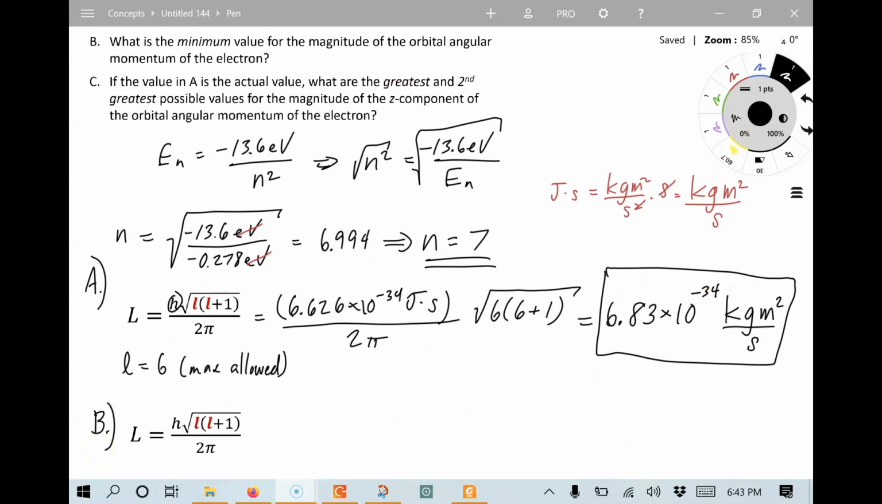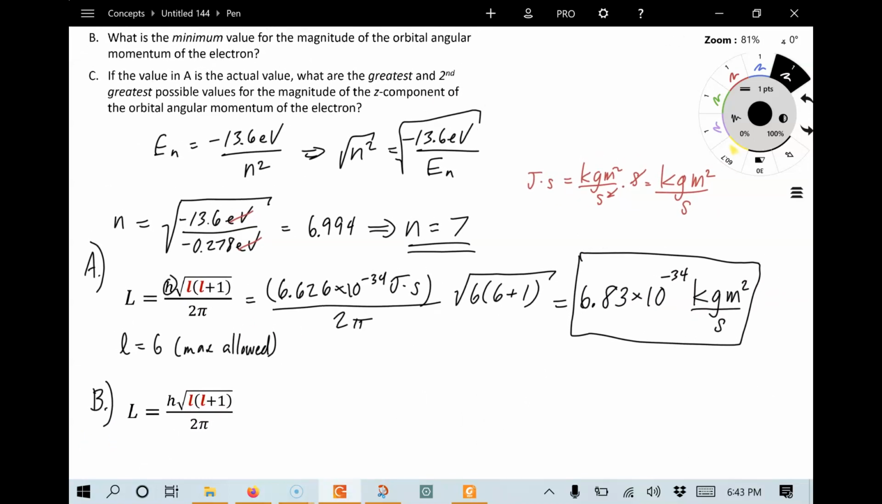All right, so now when we put little l equals 0 into the equation here, we get the smallest value of capital L. Well, once that's 0, then the whole thing's going to be 0. There's your min value, and this was your max value. All right, let's look at part C. If the value in A is the actual value, so this value right here, the max value, we're going to use this one for part C.